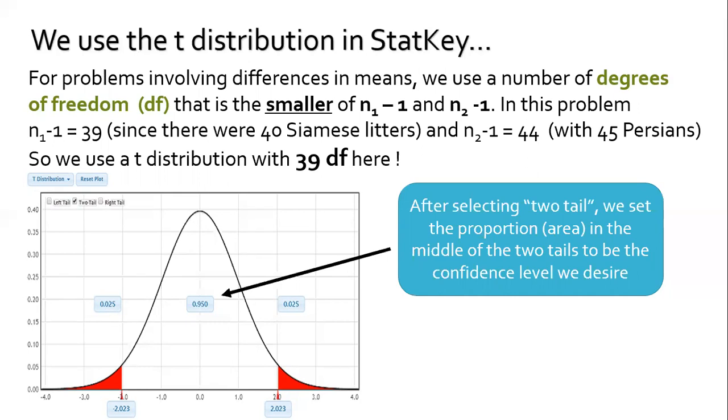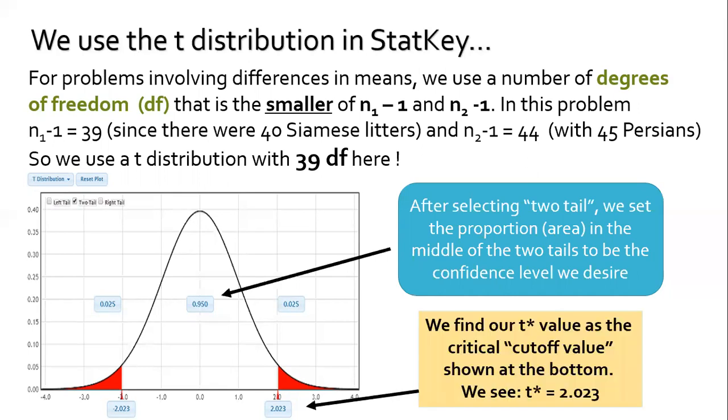As soon as we've taken our t-distribution and set the middle proportion appropriately to our confidence level, we then can read off our t-star value. It's going to be that critical cutoff value shown at the bottom at the edge of the tails. And we see that t-star here equals 2.023. That will be our special critical t-star value that will be used in computing the margin of error, 2.023.